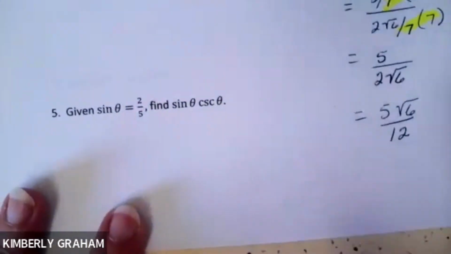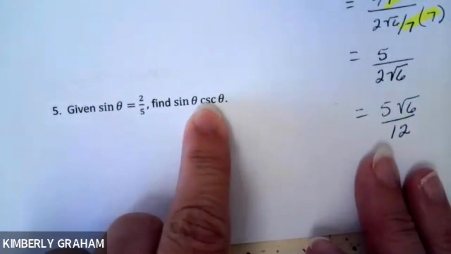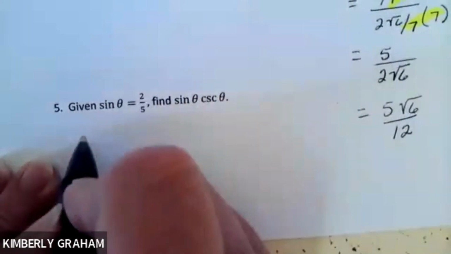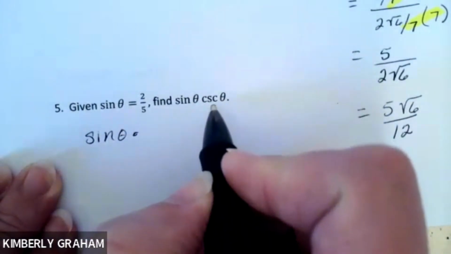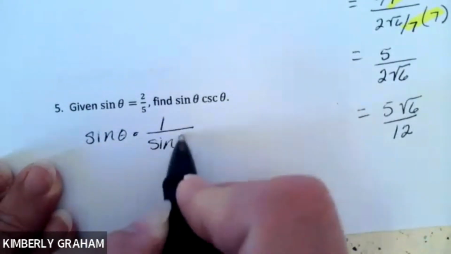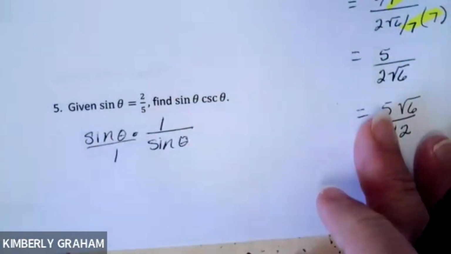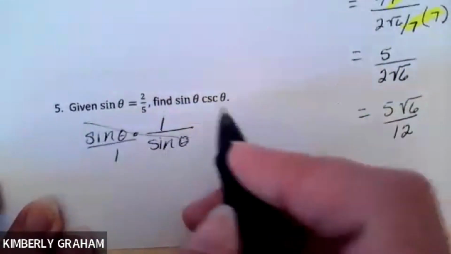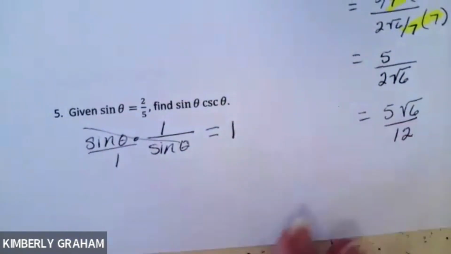Problem 5. I'm given that sine theta is 2/5, and I'm asked to find sine theta times cosecant theta. Well, first thing I notice is that these are reciprocals. So sine theta, I'm going to keep the same. I'm going to write cosecant as 1 over sine theta. And actually, I don't even need the fact that sine theta is 2/5. This is going to cancel out, and that's going to equal 1, no matter what my sine theta is.